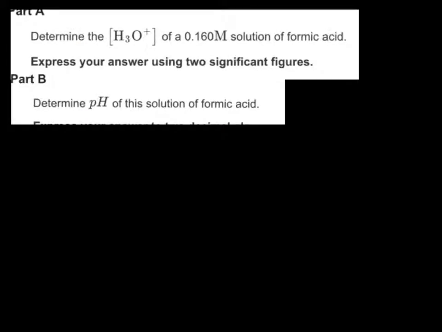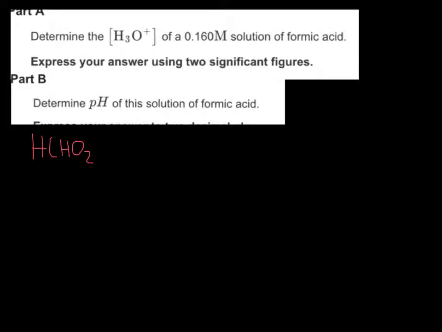Alright, this next problem is very similar to what we did during class. It asks you to determine the H3O+ concentration of a 0.16 molarity solution of formic acid. How you solve for this: you look in the back of your book on the table and you look for formic acid. And when I looked, I found formic acid is HCHO2.